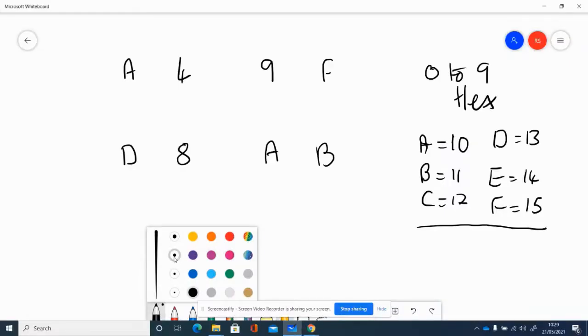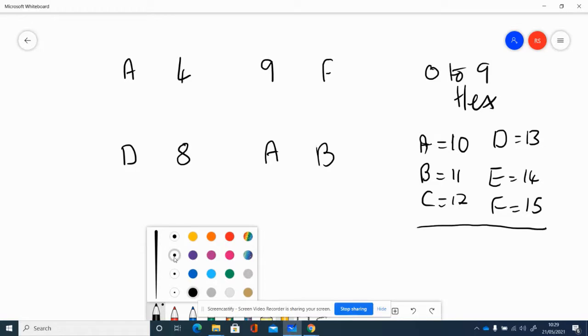So here are some hex conversions for you to have a go at. There are 4 here for you to have a trial at. So if you pause the video now, then you can have a go at them, and then you can start it up again and have a look at the answers. So pause the video and have a go at these 4 conversions.